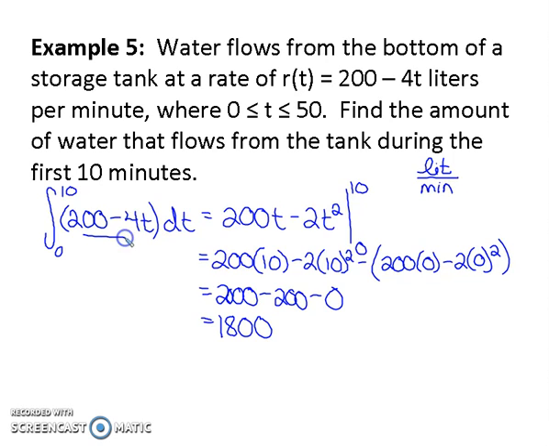So that would be R. So essentially, if we think about this in terms of a multiplication problem, we were taking R, which is in liters per minute, and multiplying it by the change in time, which is in minutes. So that leaves us with units of liters. So in the context of the problem, you could say that this means that 1,800 liters of water have flowed out of the tank over the first 10 minutes. That's all you'd have to say.